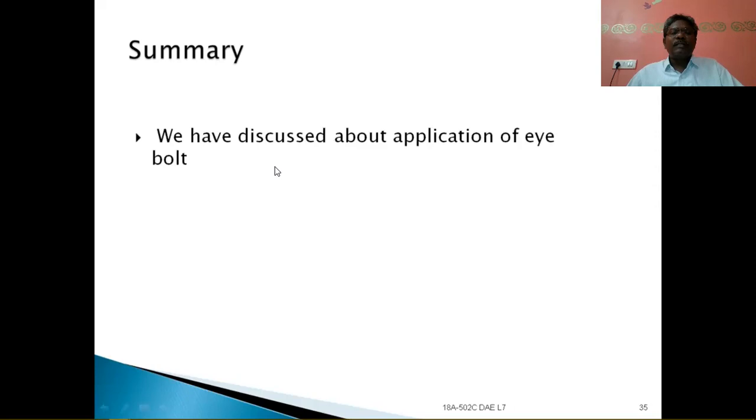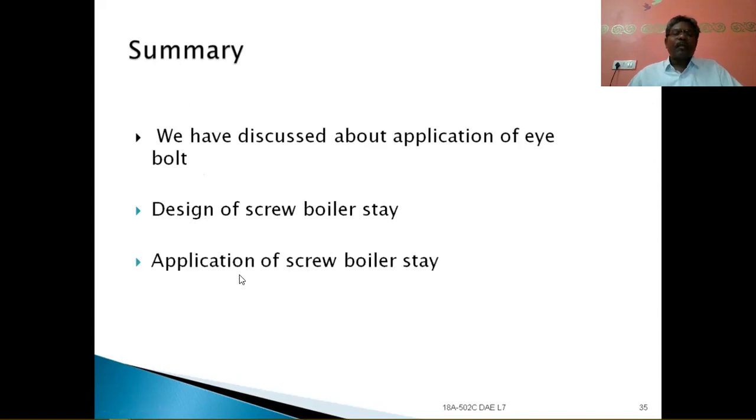So also we have discussed the applications of an eye bolt. And next, after completion of the eye bolt, we have also discussed the design of screwed boiler stay and the applications of screwed boiler stay. So this is all about the summary. That means whatever we have completed so far, this is the summary, right?